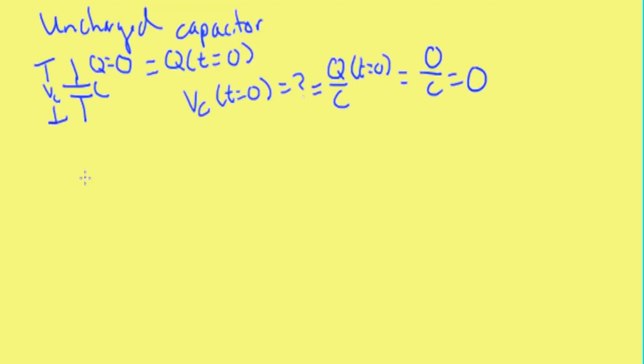So one way to write this is to say that initially, the capacitor is just a wire, or in circuit terms, it's a short. So there's no potential difference across this. So V sub C is equal to 0. No potential difference, it's a wire or a short.